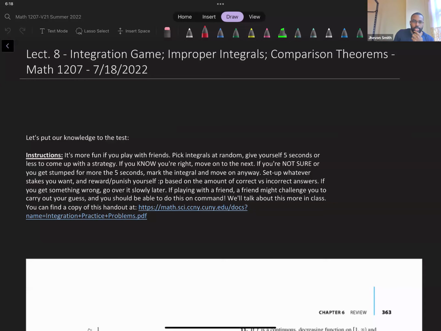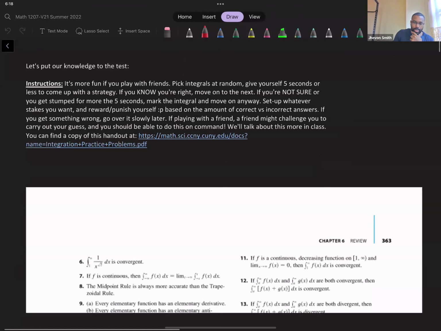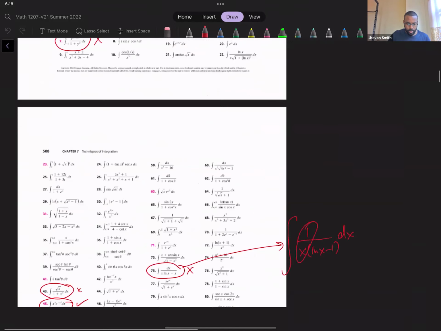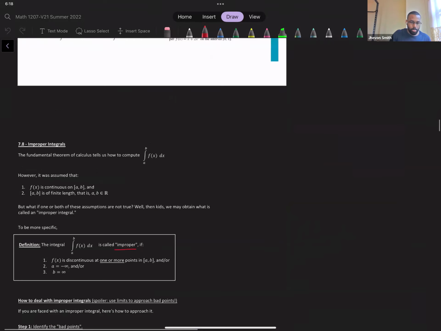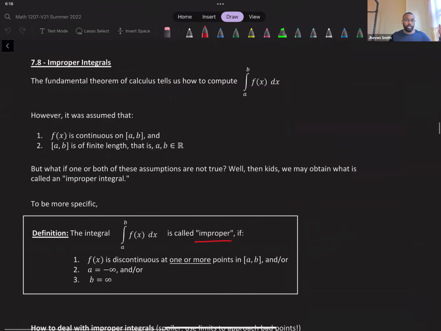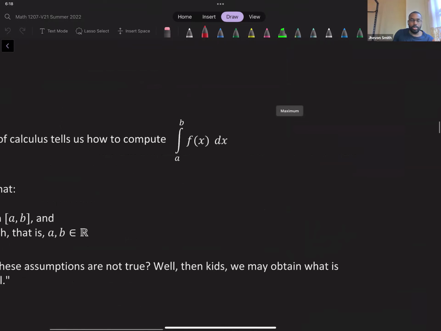All right, so this was yesterday's lecture, so let's do a quick review. First, we played an integration game, which you can play by yourself or with your friends. Have fun with it, pick out random ones and try to do them. We spent some time on that, but then we moved into improper integrals and spent the rest of the lecture on this. Basically an improper integral is just a definite integral, like the integral from a to b of f of x dx, but it's messed up on one or several of the requirements that we need from the fundamental theorem of calculus to actually evaluate it.